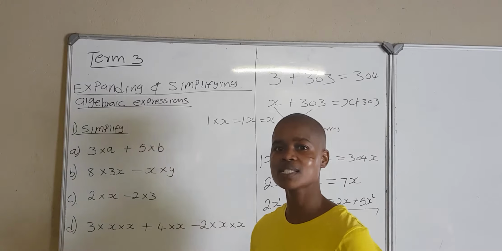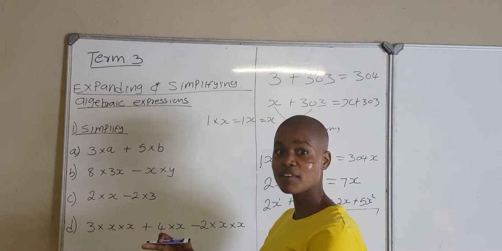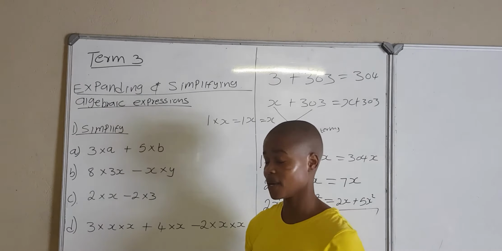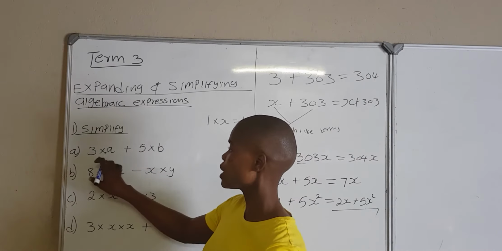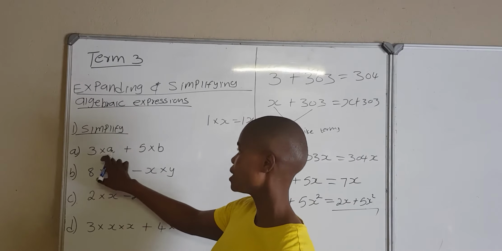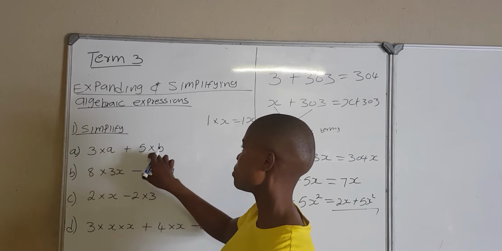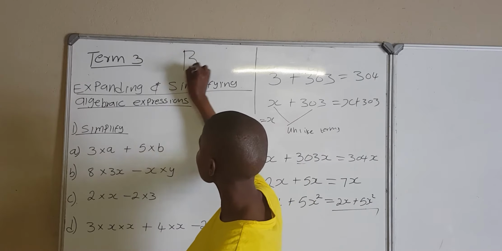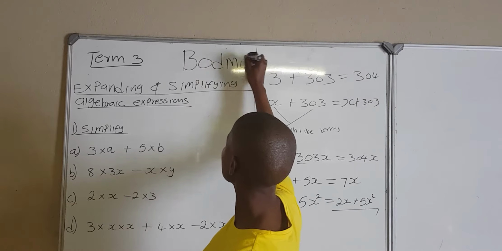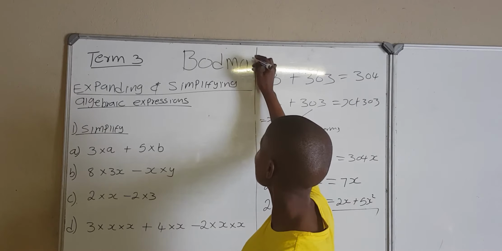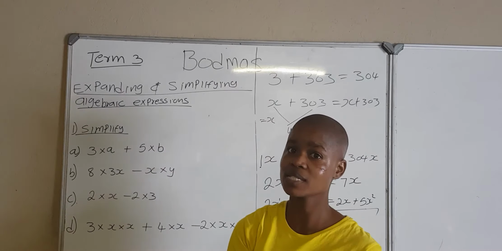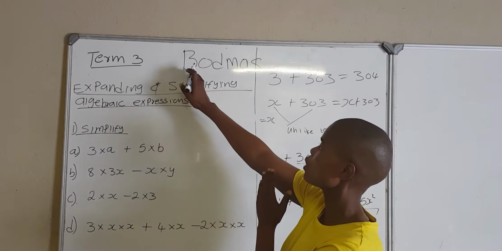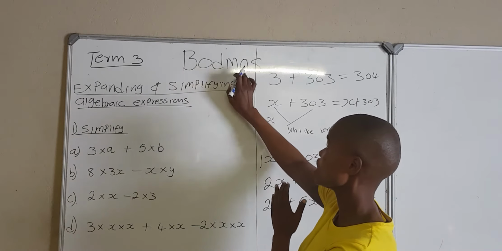Okay, so now let us see how we get to have like terms and unlike terms. This is where we are going to simplify. Okay, I have got the first one. I've got 3 multiplied by a plus 5 multiplied by b. I'm going to take you back to the simplest acronym that we normally use, which is BODMAS. BODMAS, meaning that I have to follow the order of these: brackets, of, division, multiplication, addition, and subtraction.